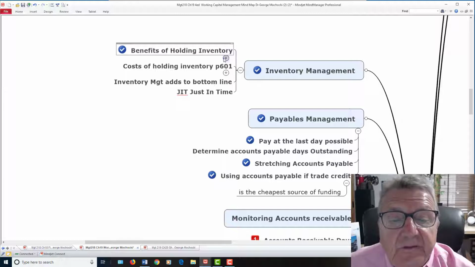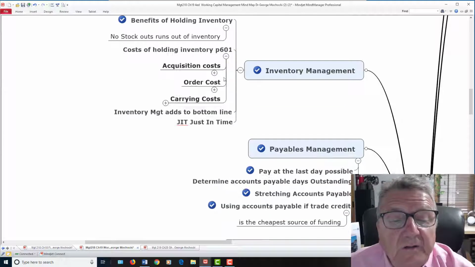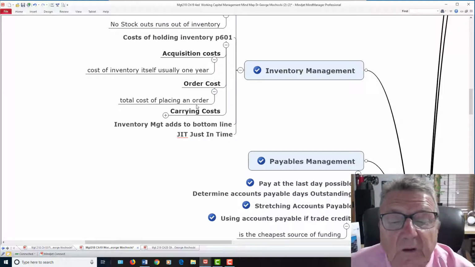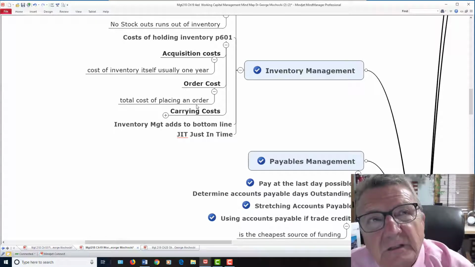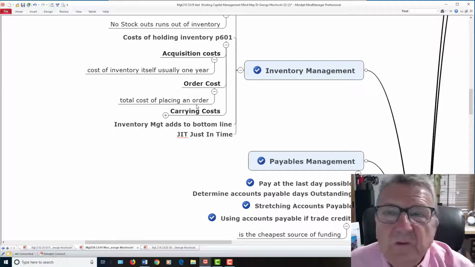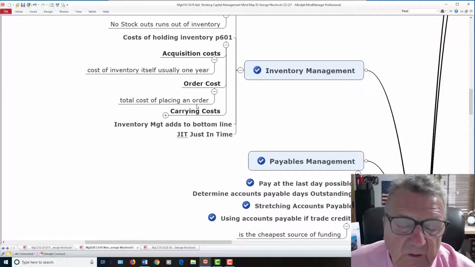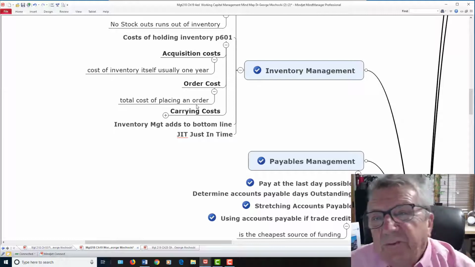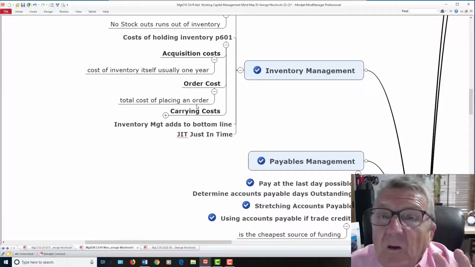Okay, benefits of holding inventory, stockouts, cost of inventory, acquisition costs, inventory itself is usually one year, order cost of placing an order. And a lot of the orders, if you look at it, with technology, they're done. Once I use it and say, here's how much inventory I want every month, or if my inventory drops to this safety stock, please order automatically. So not all of this stuff, but be careful.